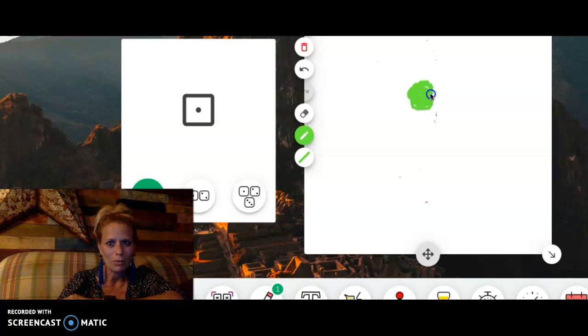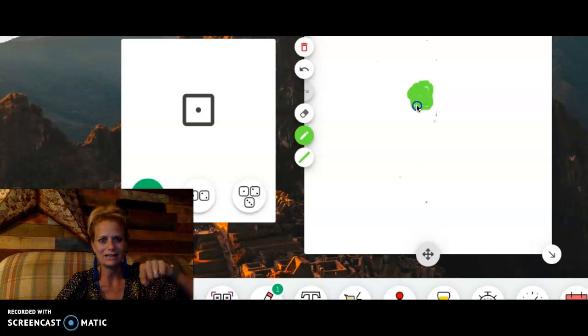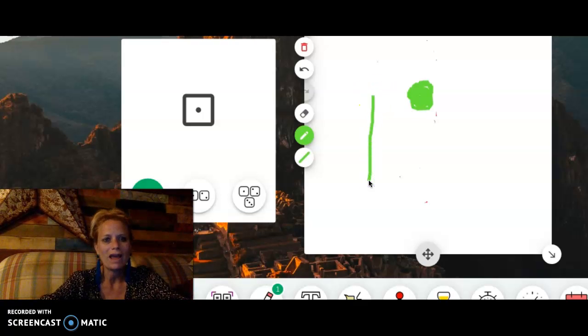Do you remember how to make a 1? Make it in the air with me. Straight line down. Then we're done. That's the way we make a 1. Great work.